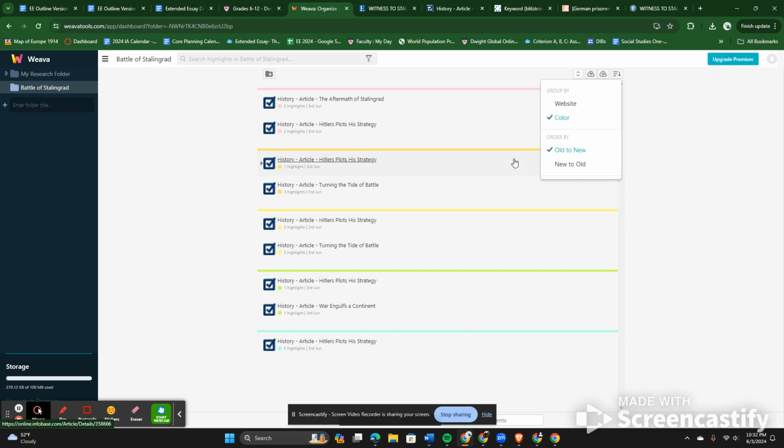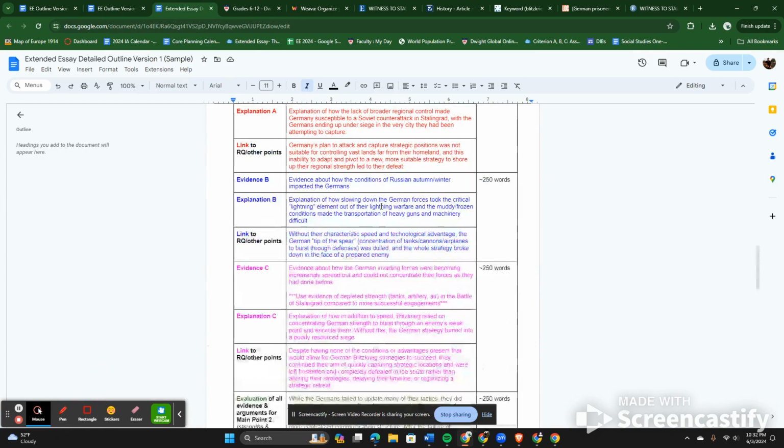But essentially, the pink I've chosen for my general statistics. Orange represents Soviet advantages. Yellow represents Soviet strategies. Green represents German advantages, and blue represents German strategies. And I've chosen these as just a way to help kind of see how I can support my main points. So this is how these go back and forth.